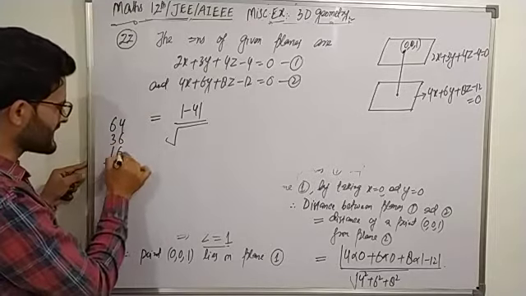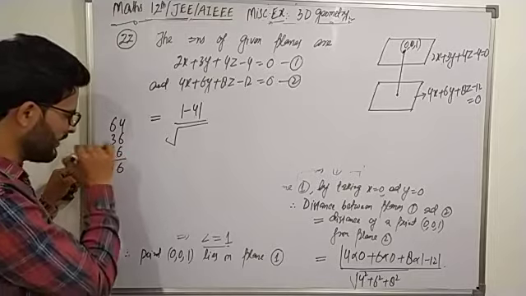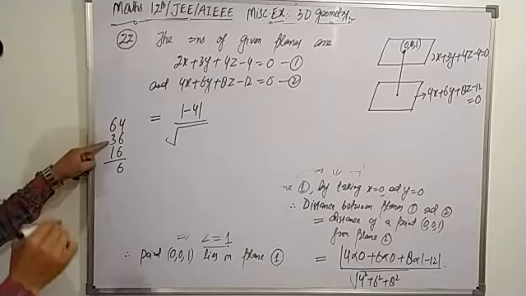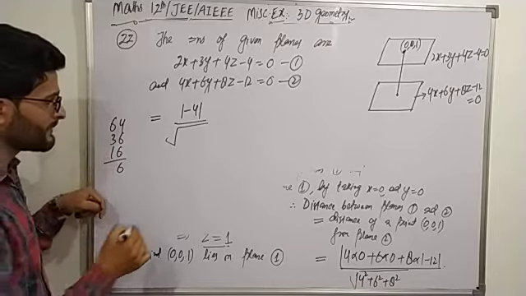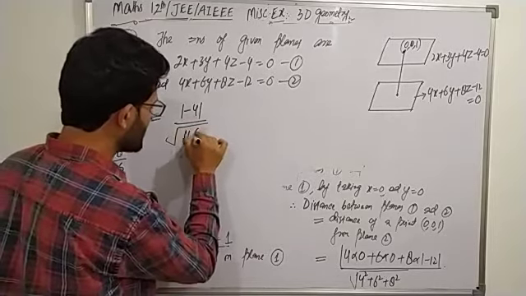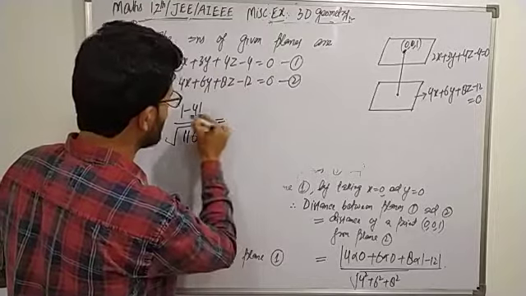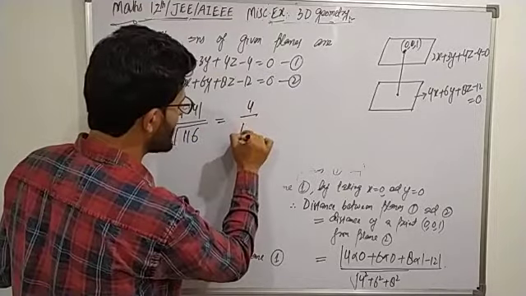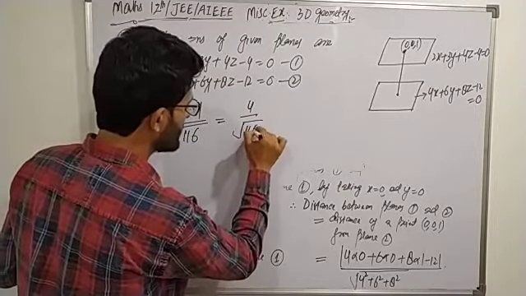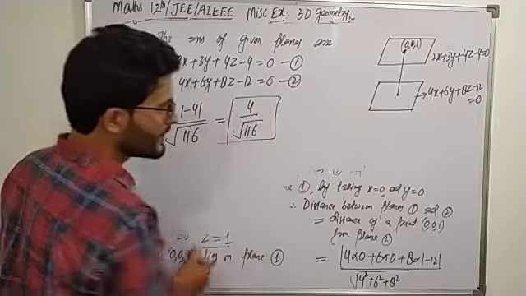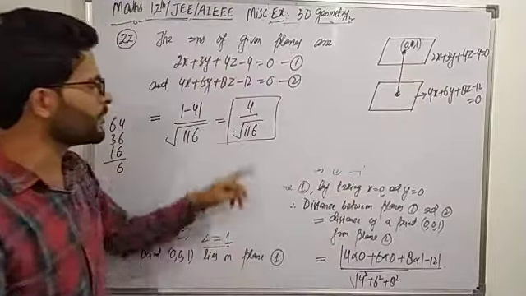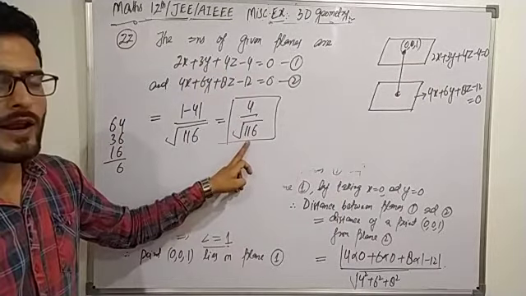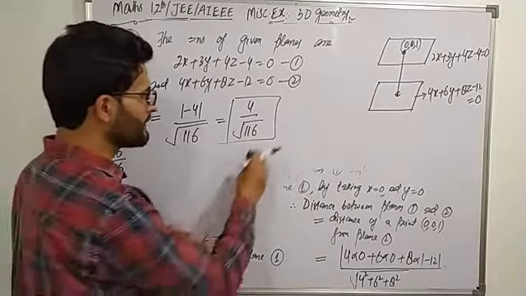That will come out to be 116. 6 plus 4 that is 10, 10 plus 6 that is 16, 6 plus 3 that is 9, 9 plus 1 that is 10, and 10 plus 1 is 11, so 116, which will come out to be mod of minus 4 is 4 divided by square root of 116. So the distance between these two planes must be equal to 4 divided by square root of 116, or you can further simplify it.